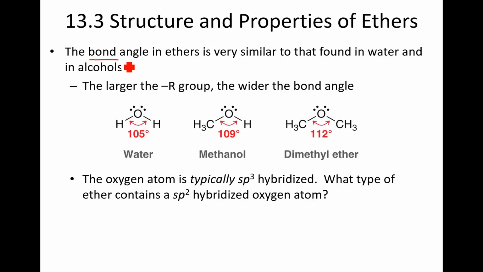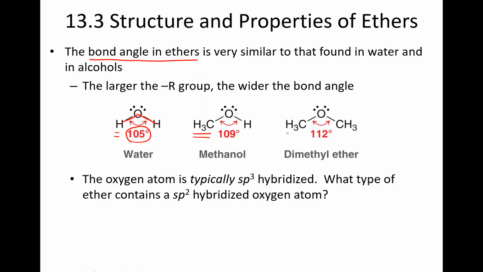The bond angle in ethers is very similar to that found in water and alcohols. For example, we have this hydrogen-oxygen-hydrogen bond angle of 105 degrees. And then if we look at this alcohol, we've basically replaced this hydrogen with the methyl group. The methyl group has increased steric demand, which will widen this bond angle to alleviate that steric strain.